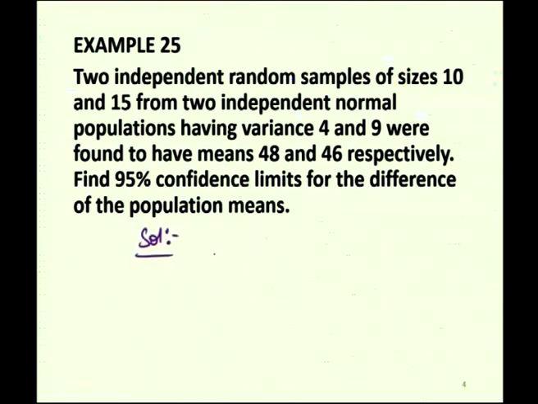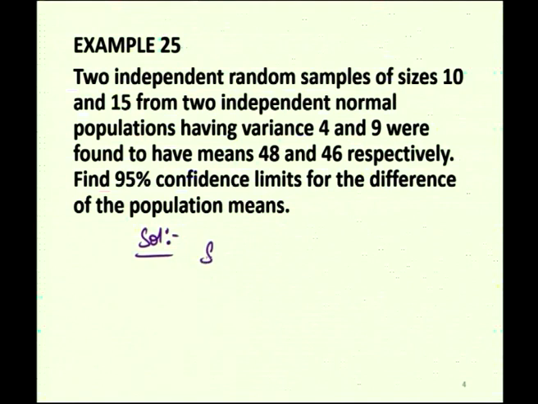Solution. First of all, we will extract the information given in the question into the mathematical part. Two independent random samples of sizes 10 and 15 from two independent normal populations having variances 4 and 9 were found to have means 48 and 46 respectively. Find 95% confidence limits for the difference of the population means.